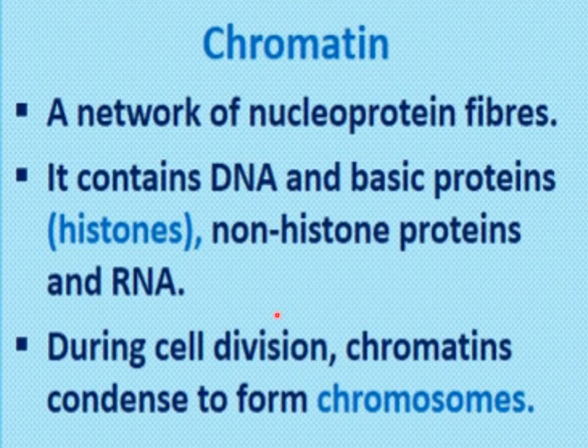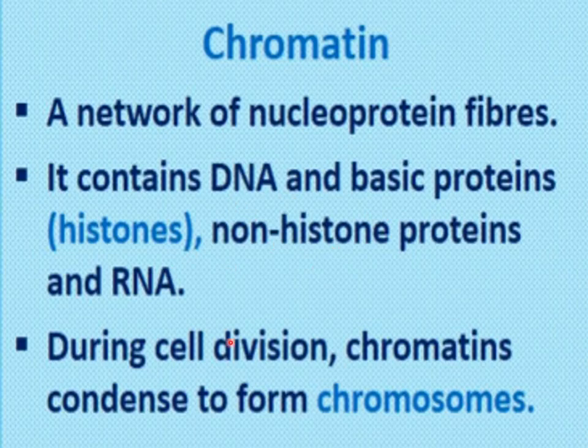Next thing is, we are saying that inside the matrix of the nucleus, chromatin material is present. So what is this chromatin? This is a network of nucleoprotein fibers. Nucleoprotein fibers means proteins which are present inside the nucleus. This network of nucleoprotein fibers makes chromatin, and these fibers contain DNA and basic proteins. These basic proteins are called histones, and also non-histone proteins and RNA. So all these are a part of chromatin: DNA, RNA, histone proteins and non-histone proteins.